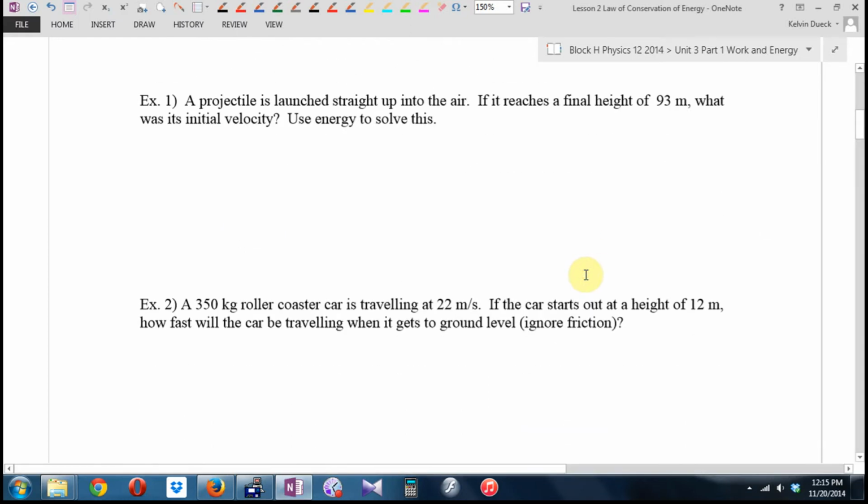A projectile is launched straight up into the air. If it reaches a final height of 93 meters, what was its initial velocity? Use energy to solve this. We could solve this using kinematics and vectors and all that stuff. We're going to solve this using energies.